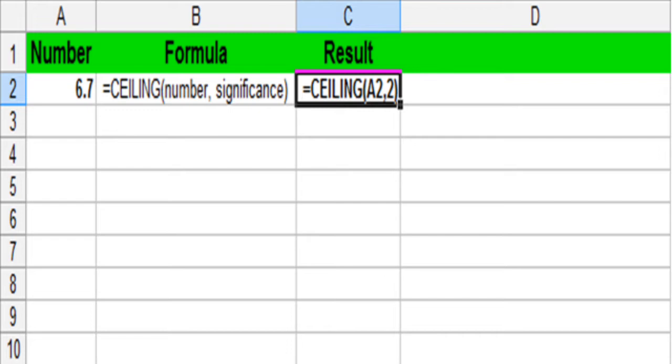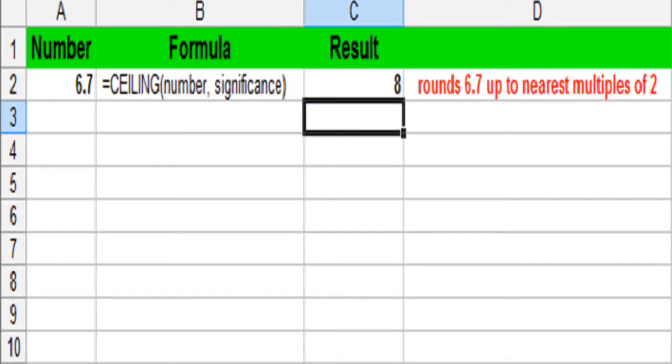Applying the formula in this example: equals CEILING(A2, 2). Here A2 represents the number 6.7. Press enter. Rounds 6.7 up to the nearest multiple of 2. Result 8.